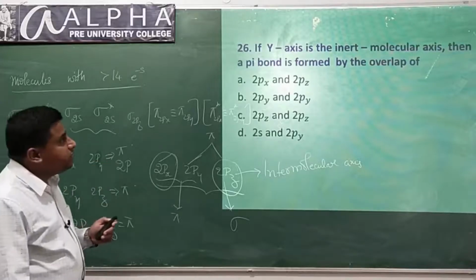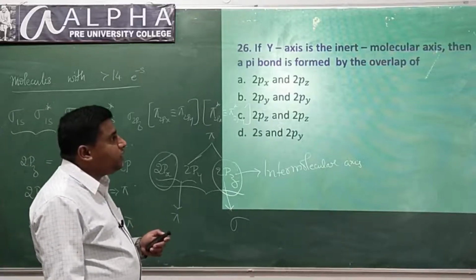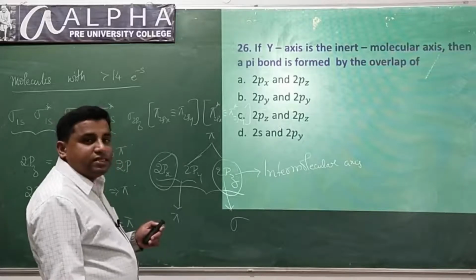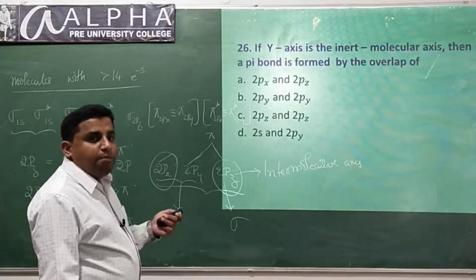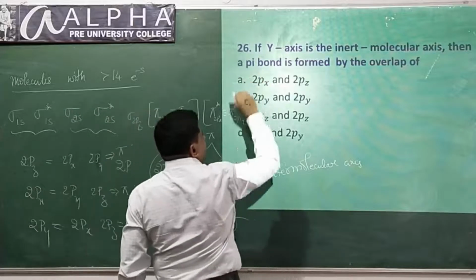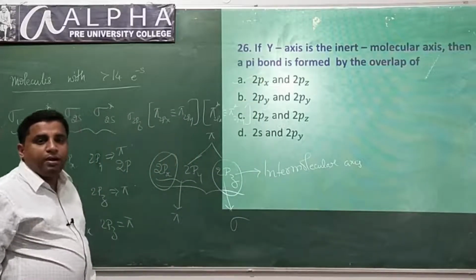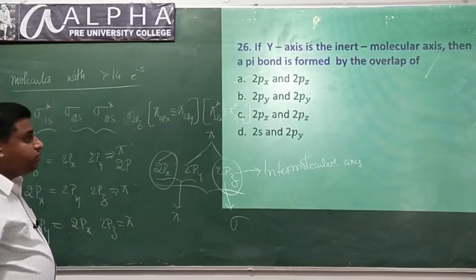So what is the correct answer? If the y-axis is the intermolecular axis, then the x-axis and z-axis will form the pi bond. So the answer is 2px and 2pz will form the pi bond. Okay. Next question.